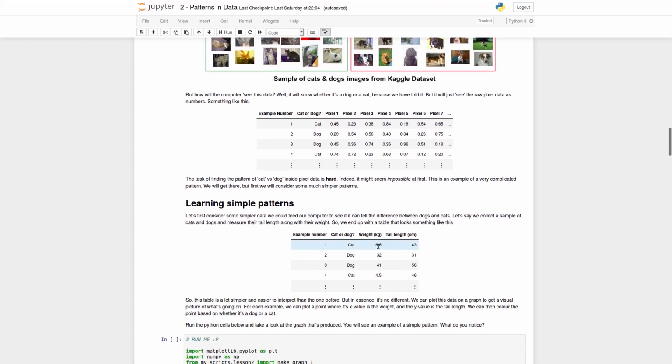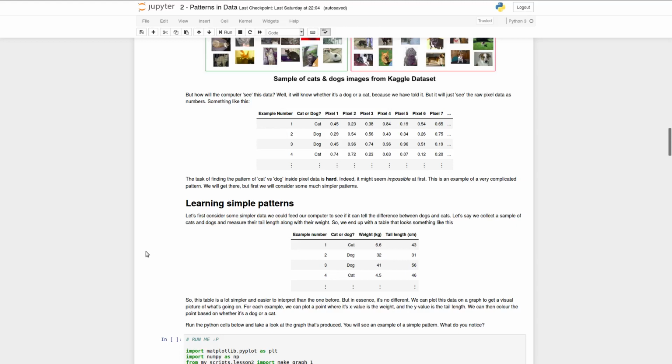So we're going to say this is a cat, it's got a weight of 6.6 kilograms and a tail length of 43 centimeters. Okay, that's one example. This is a dog, it's got a weight of 32 kilograms and a tail length of 31 centimeters, etc. So instead of feeding it 3 million numbers per example, we're just going to give it two numbers per example. In this case, they don't represent pixels, they represent actual physical measurements of this animal. But in essence, we've got exactly the same thing here. It's just a lot simpler. We've got examples with numbers associated with them.